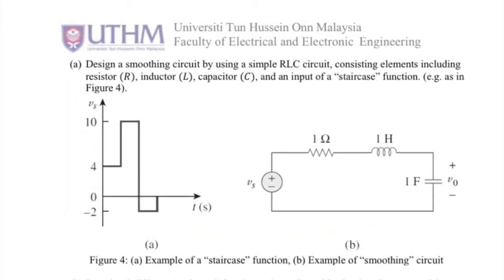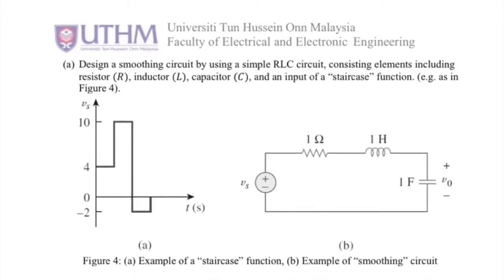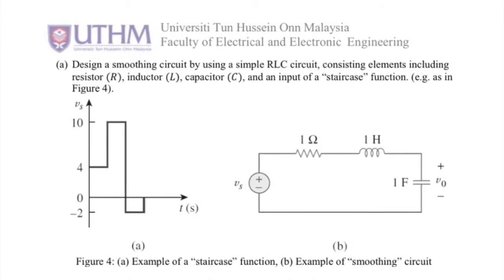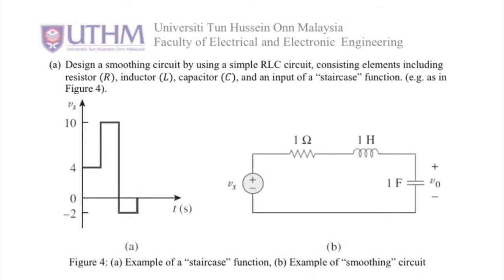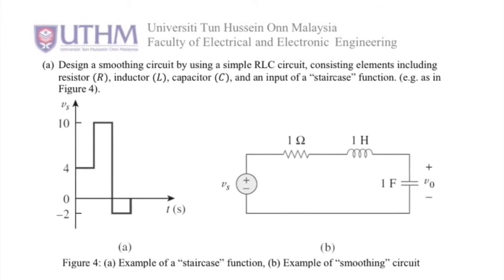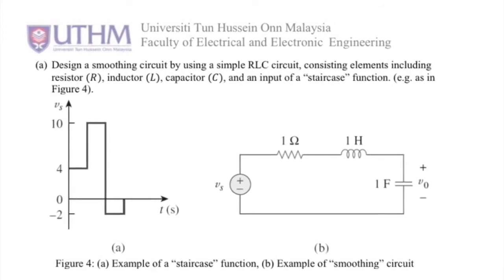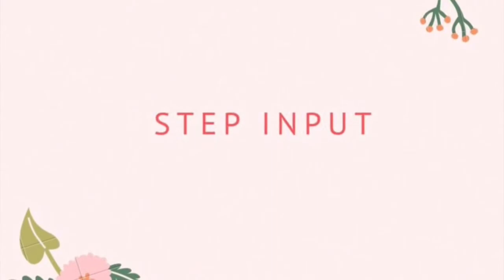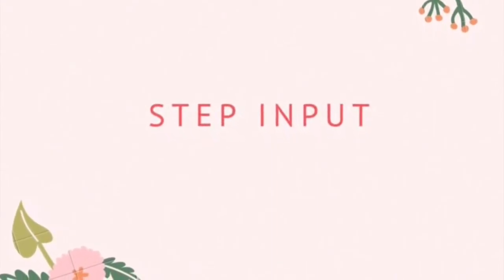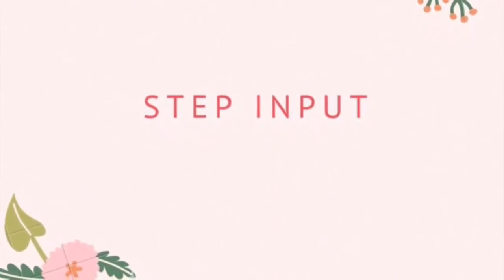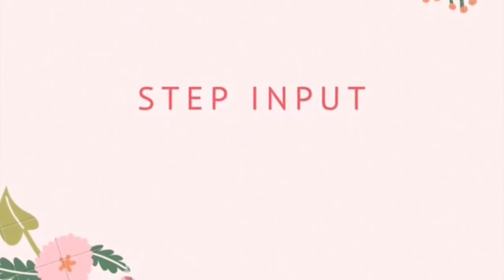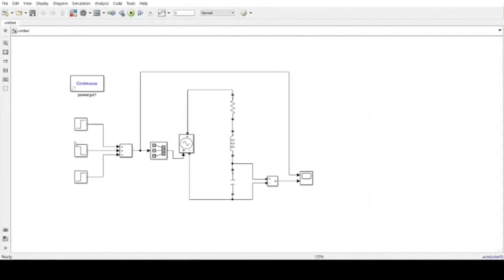For question 3, we are required to design a smoothing circuit by using a simple RLC circuit. So we are using a 1 ohm resistor, 1 henry inductor and 1 farad capacitor for our circuit. We are doing the simulation by using Simulink.